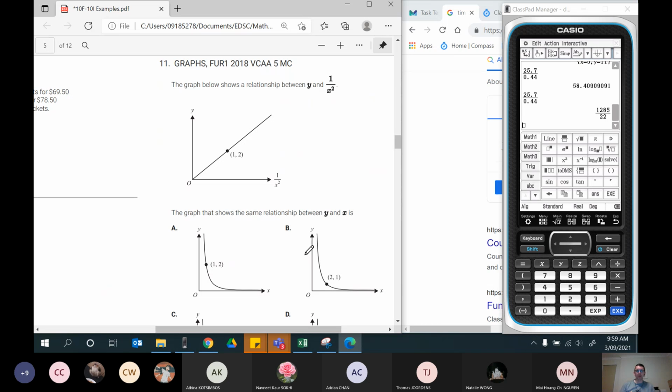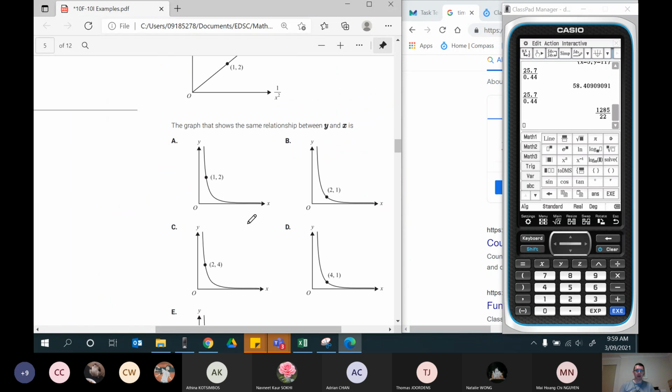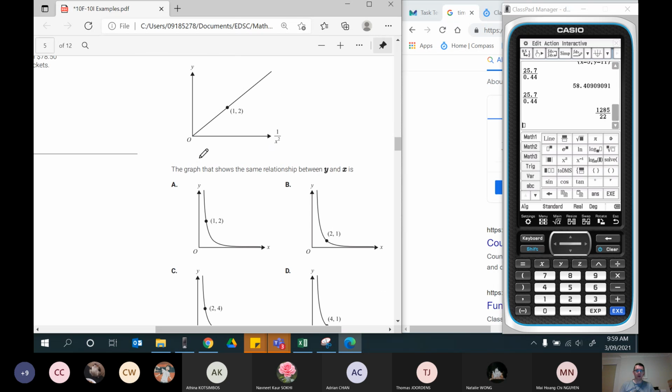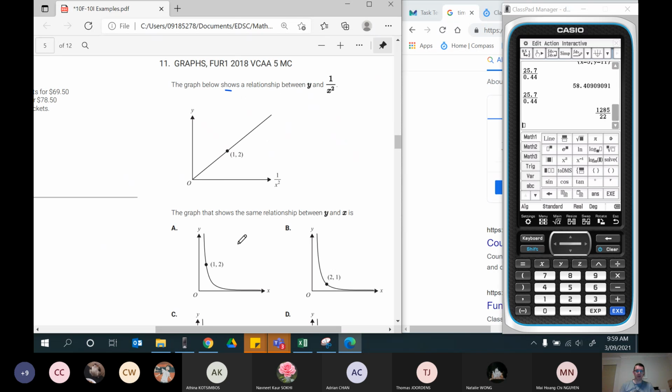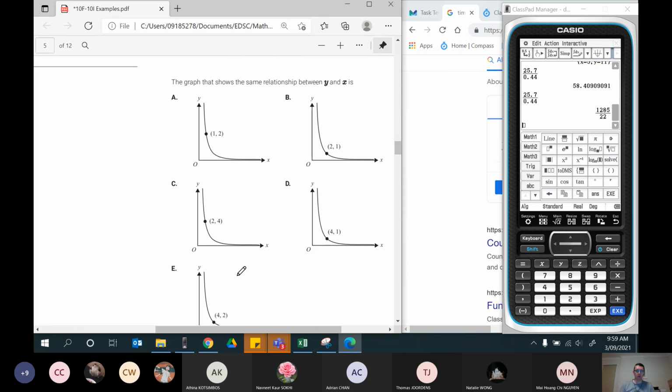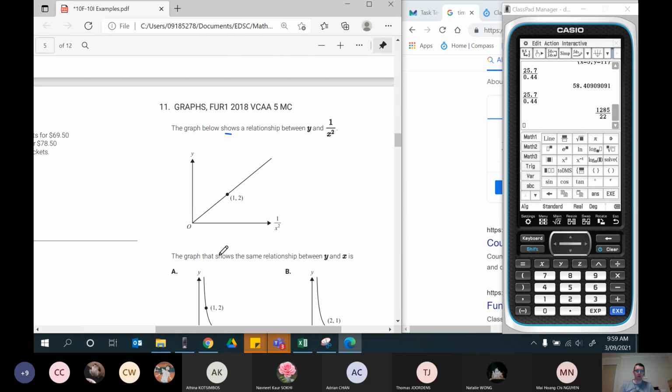I'm going to run through this one with you guys. So this question here, the graph shows the relationship between y and 1 on x plus 1. So we want to find the relationship between these two. Now this is x and y, right? So what I've first got to do is find out what this equation is and then see which one is true for this.